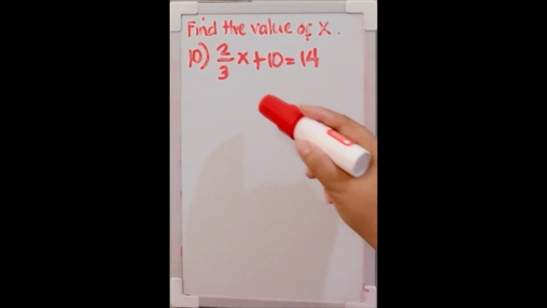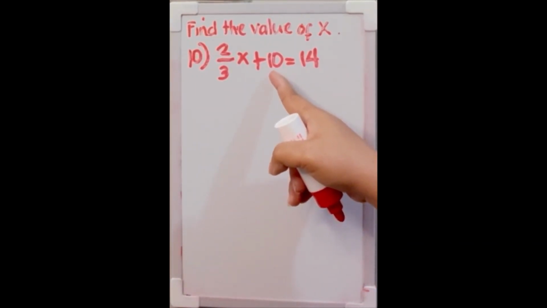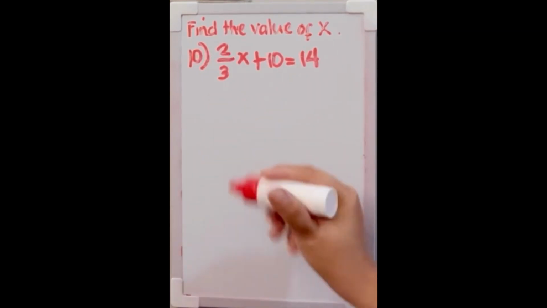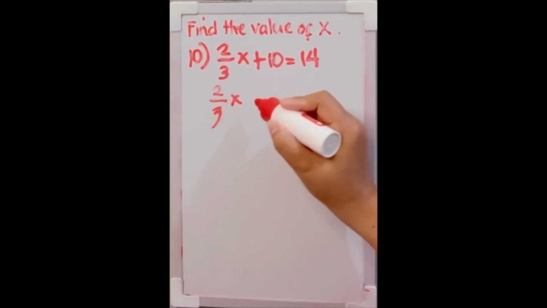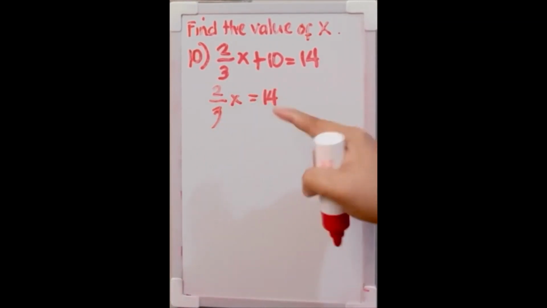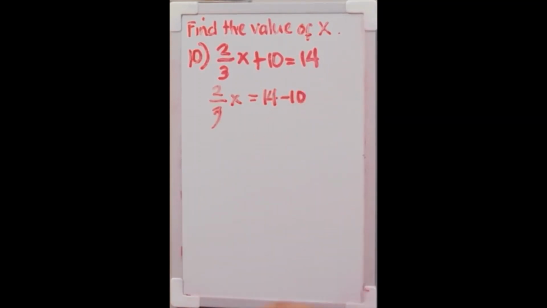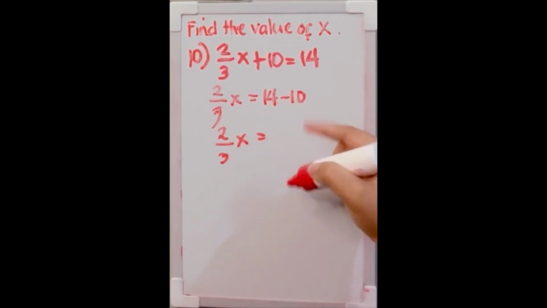One last example. Here we have 2 over 3 x plus 10 equals 14. We will be transferring 10 to the other side of the equation. So notice we have a fraction here. So we write 2 over 3 x equal to 14. So this positive 10 will now become negative 10. So 2/3 x equal to 14 minus 10.